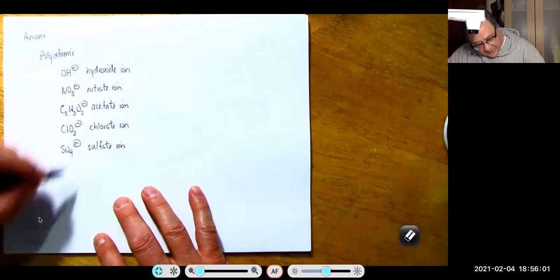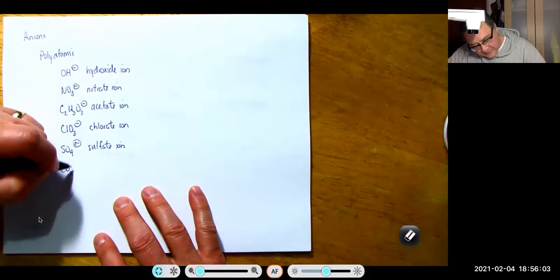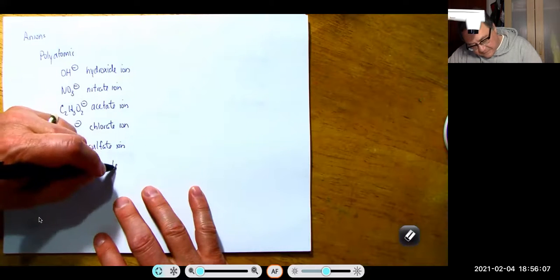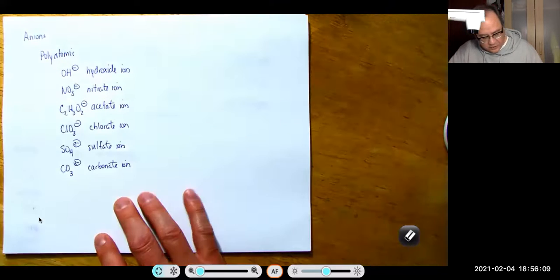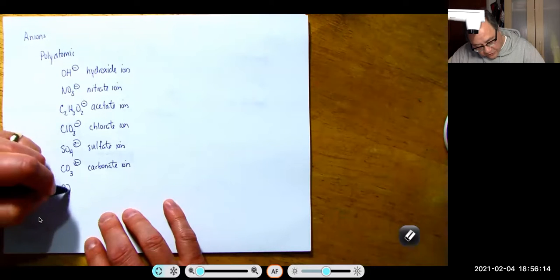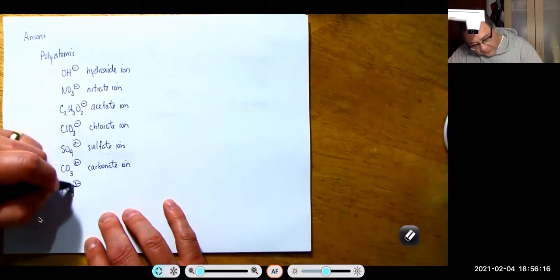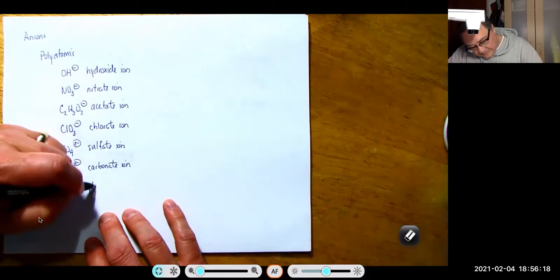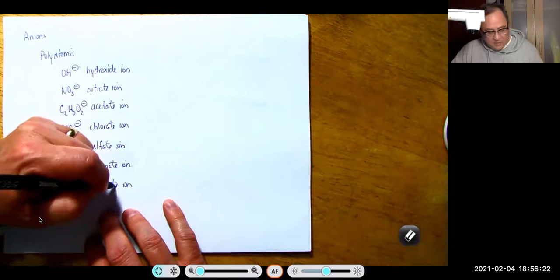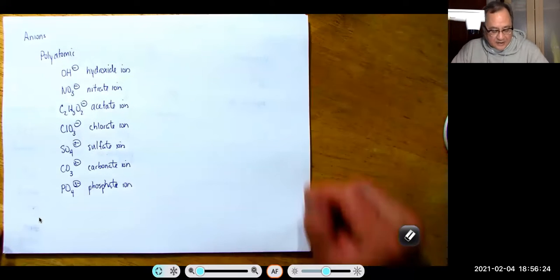There's sulfate ion. There's carbonate ion. So these are the ones with a -2 charge, and you should memorize this one also, which is the phosphate ion. So these are all common polyatomic anions.